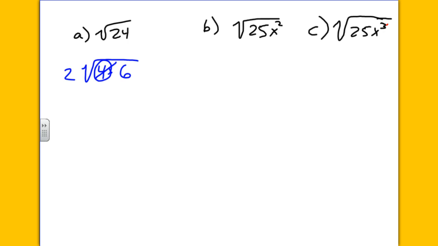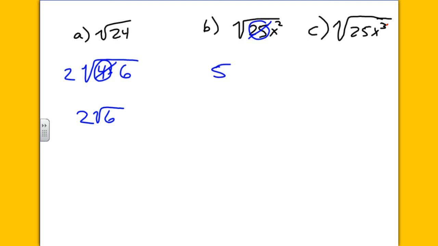Are there any perfect square factors in 6? What are the factors of 6? 2 times 3. Good. And neither of those are perfect squares. So your answer is 2 times the square root of 6. Okay. How about B? What can we do with B? Bailey. Good. Square root of 25 is 5.